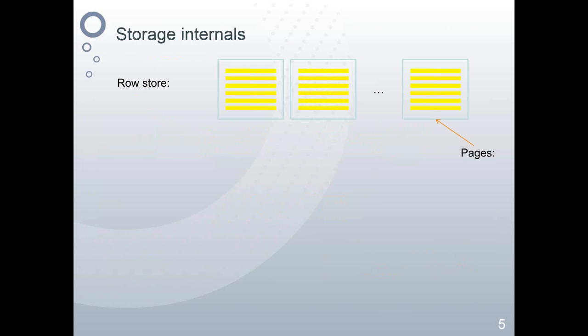Let's start with storage internals. The tables we are used to working with store data in rows. So each page, 8 kilobytes in size, contains rows. Without page compression, our row length is slightly more than 1 kilobyte, so we can probably have 7 rows in a page. Considering page compression, it can be a little bit more, but not too much.